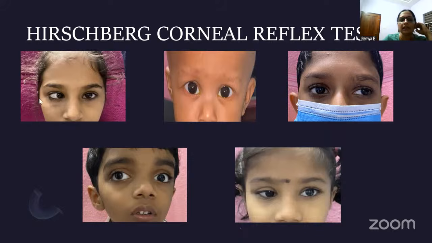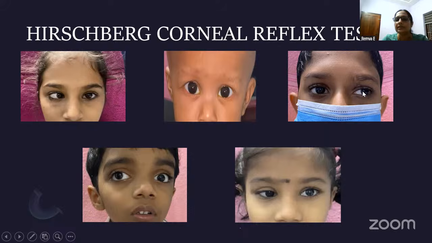First image, the reflex falls near the limbus. Nasally or temporally? Temporally. Yeah, it falls temporally, which means the eye is inside. That's why it falls temporally, right? So we can say the child is fixing with the left eye and the right eye is esotropic.